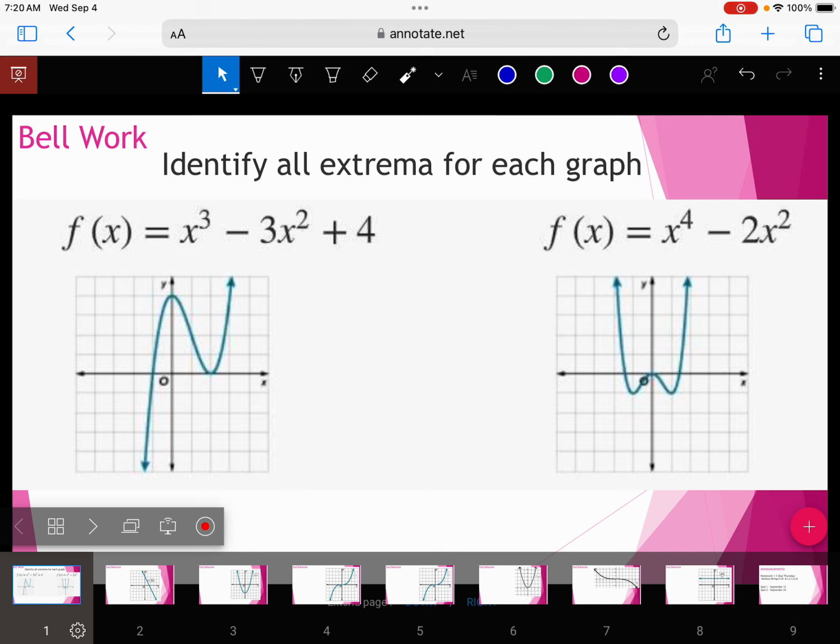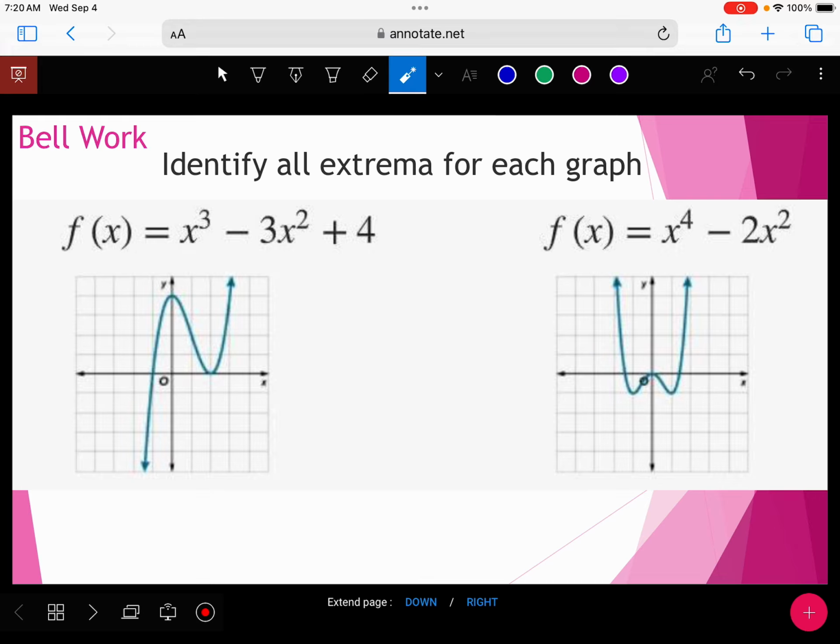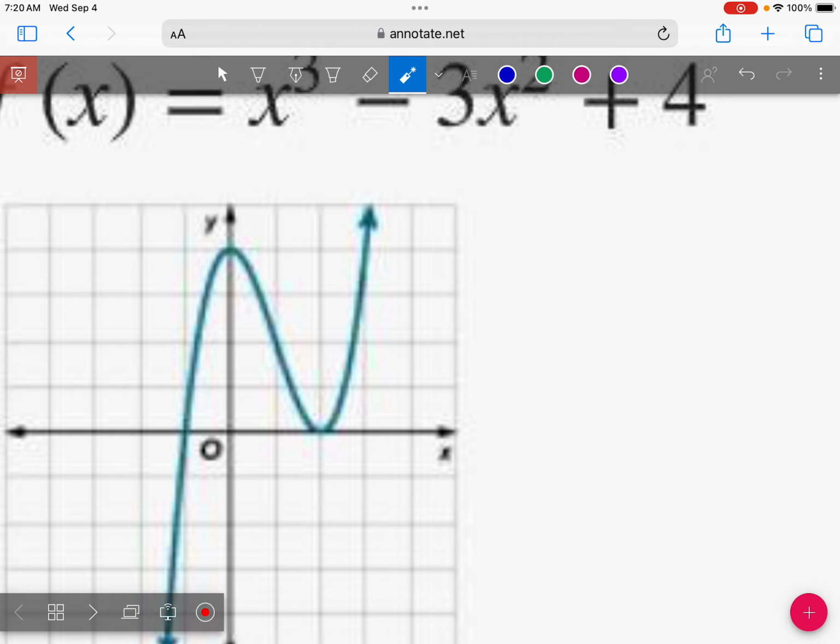All right, let's start looking at this. We're going to identify our extrema. So looking at this left one, what do we have on this one as far as extrema goes? It's nonlinear. You're exactly right. Let's think about those extreme points, our minimums, maximums, those kind of guys. You are absolutely right, it is nonlinear.